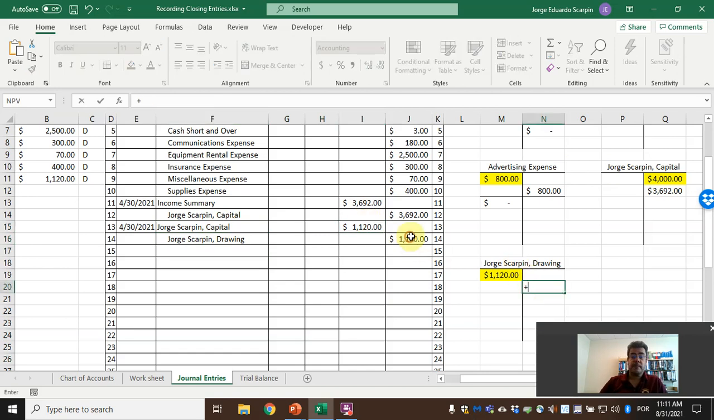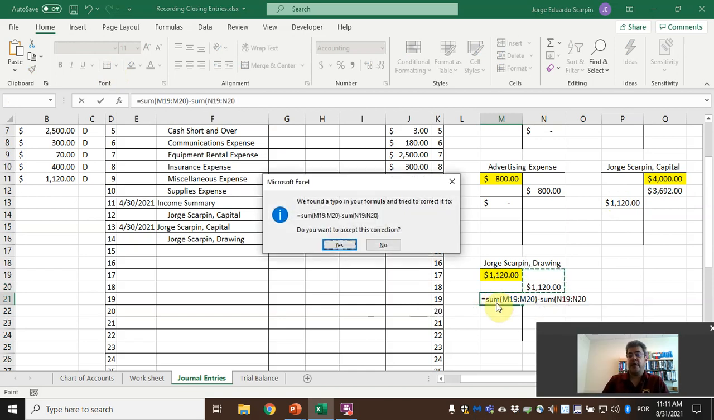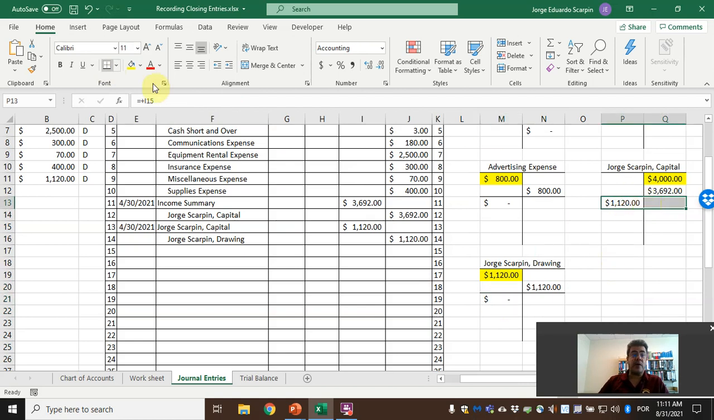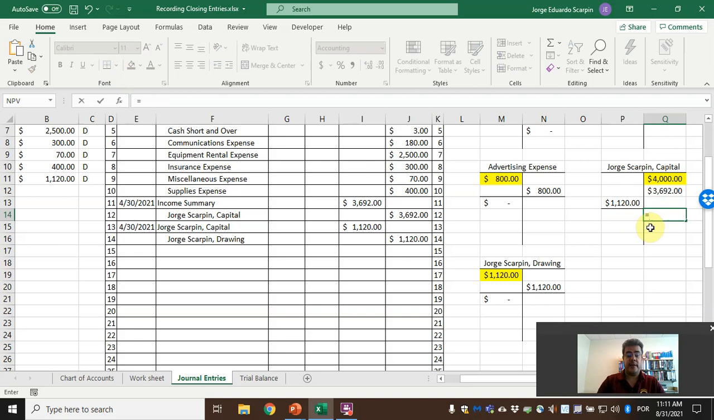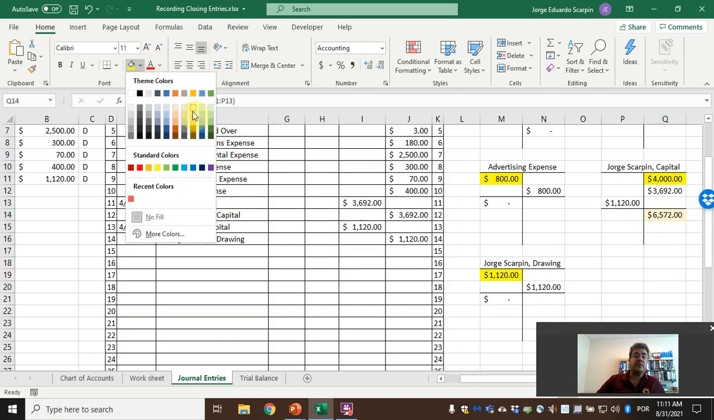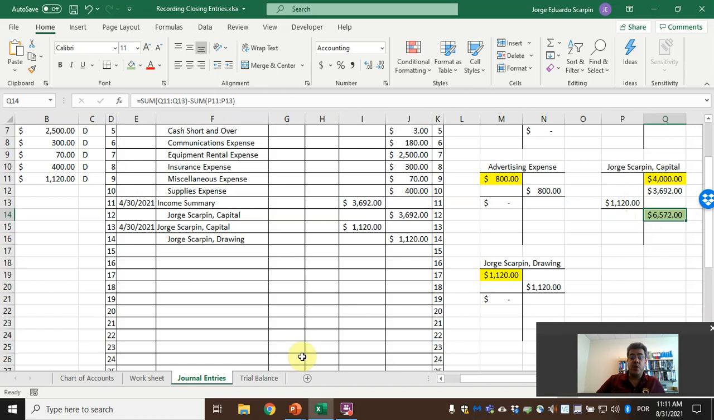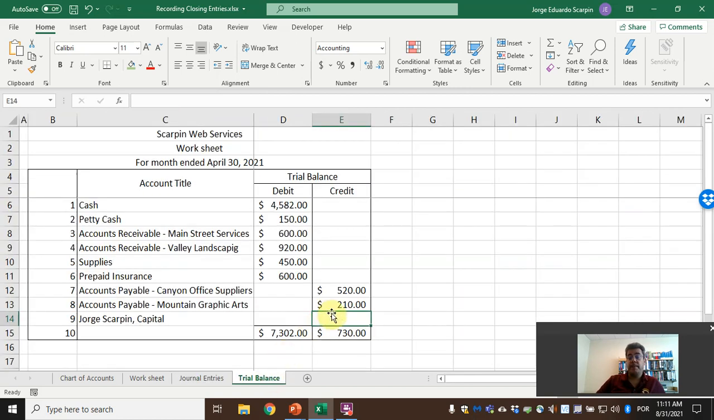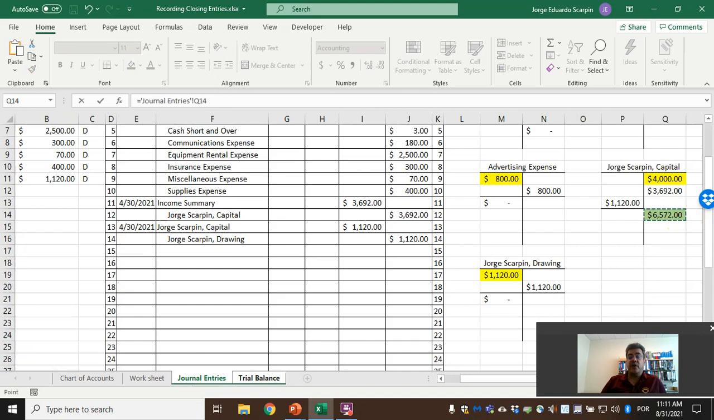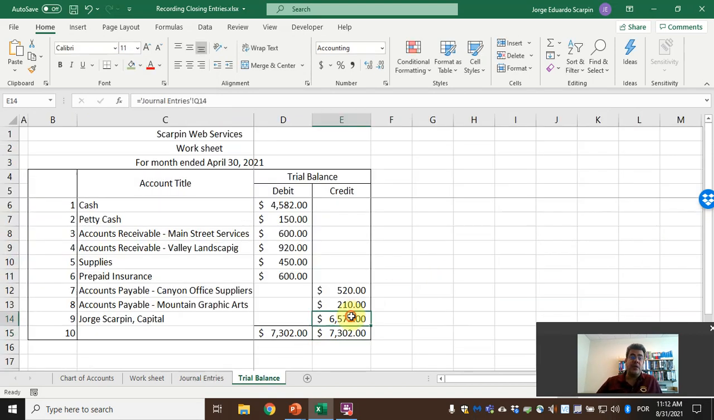So the drawing, here, the capital, here, drawing, sum of debits, less sum of credits. Nothing. Capital. We have an actual ending balance. So sum of credits less sum of debits. 5,572. Let's work on green here, because this number we copy and paste to our trial balance, and then we check if it is balanced or not. So equal 6,572, and we are good.